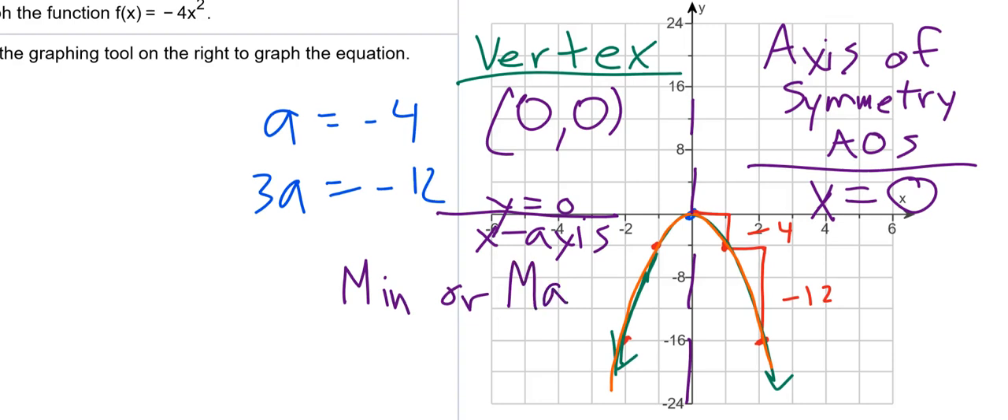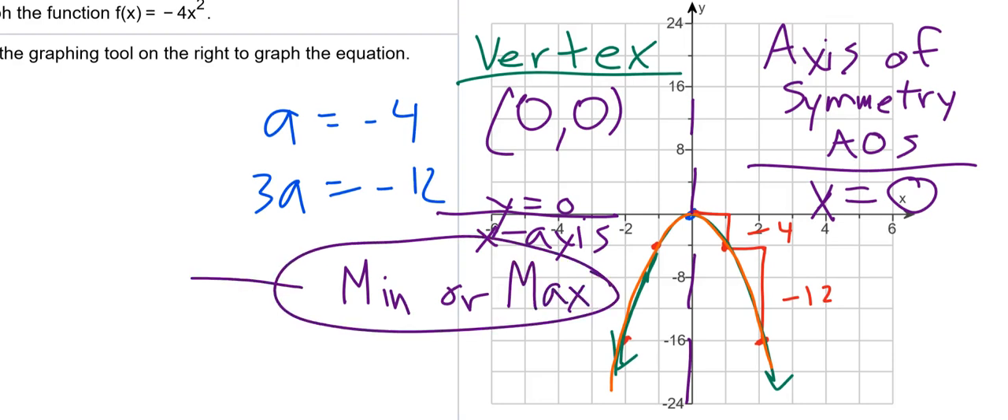Now, in order to answer that question, you need to understand something. I'm talking about y values. I could not possibly be talking about x values in this case at all. Why in the world can I not be talking about x values? Because what's the domain of this function? All real numbers, from negative infinity to positive infinity. There's no way I could be talking about x values. So the question of min or max is a y value question. Do you see a highest or lowest y value on this graph?